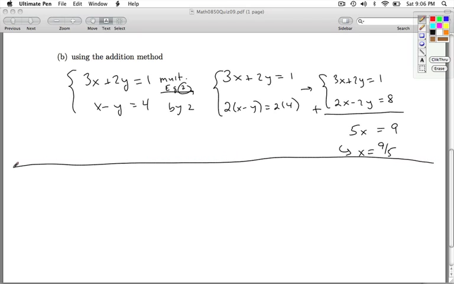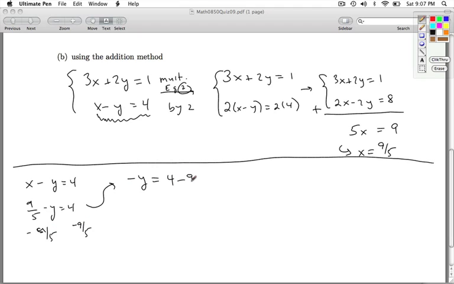So what do I do with the x equals 9 fifths? I have to substitute that into one of these original equations to determine what the y is. It seems that the easiest equation to work with would be the second one. So x minus y is 4. I'm going to substitute 9 fifths in for x. Subtract 9 fifths from both sides. I get negative y is 4 minus 9 fifths.